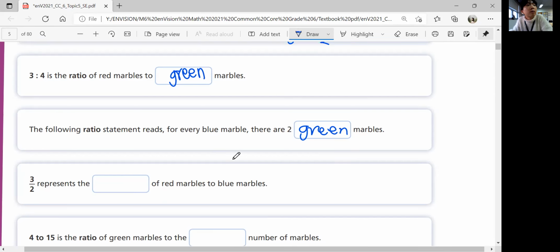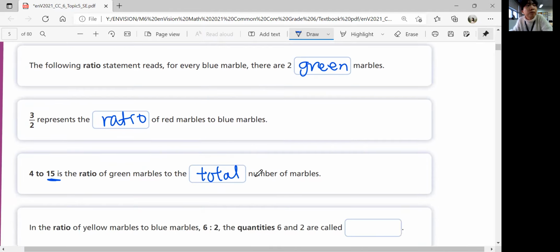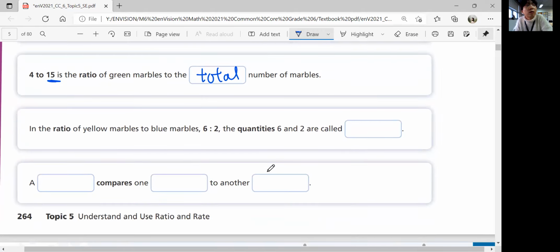Okay. 3 over 2 represents the ratio of red marbles to blue marbles. 4 to 15 is the ratio of green marbles to the, what's 15? Total number of marbles. Okay, in the ratio of yellow marbles to blue marbles, 6 to 2, the quantities 6 and 2 are called, these are called the terms. It's a vocabulary word. The last one, a blank compares one blank to another blank.